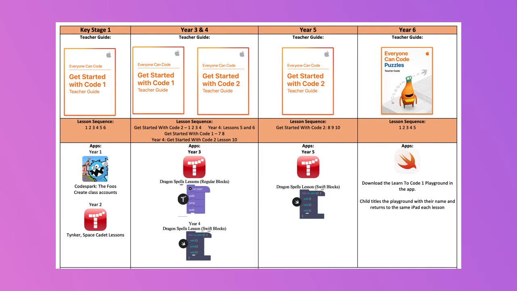By the time the children are in Year 5, the teachers are using the Get Started with Code 2 teacher guide and still working within Tinker with the Swift blocks, but this time using the Dragon Spell lessons. And once the children enter Year 6, that's where they're using the new Puzzles guide and the Swift Playground app, which is designed by Apple. And they're the lessons that Lucy just described to us.